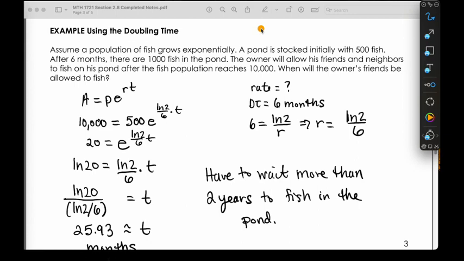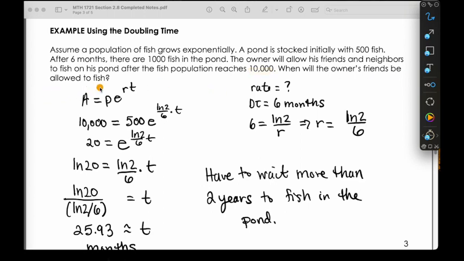Assume a population of fish grows exponentially. A pond is stocked initially with 500 fish. After 6 months, there are 1,000 fish left in the pond. The owner will allow his friends and neighbors to fish on his pond after the fish population reaches 10,000. When will the owner's friends be able to fish?